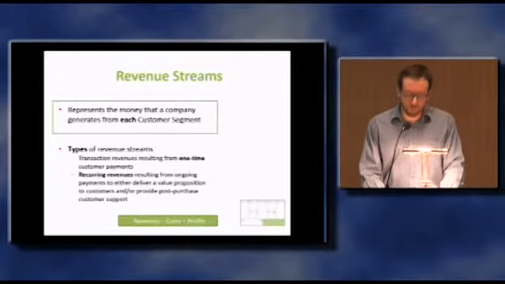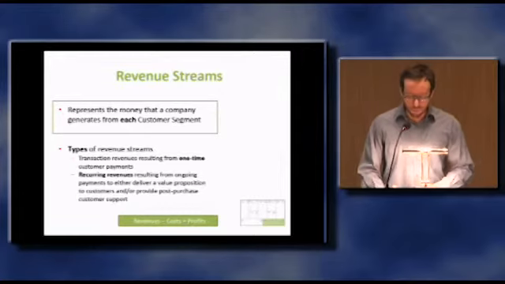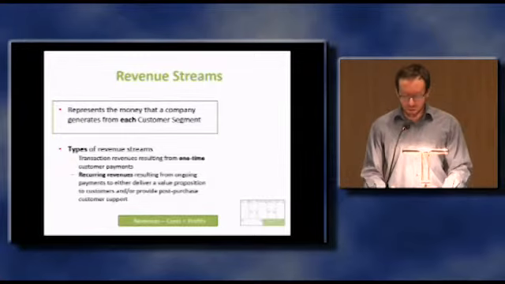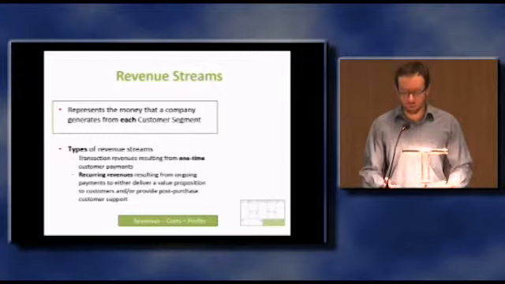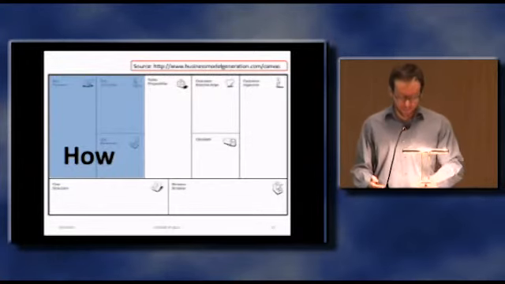The types of revenue streams can reflect transaction revenues resulting from one-time customer payments, or recurring revenues, which may result from ongoing payments that either deliver a value proposition to customers or provide post-purchase customer support. This may be related, as you probably understand, to the subscription model. How does this take place?